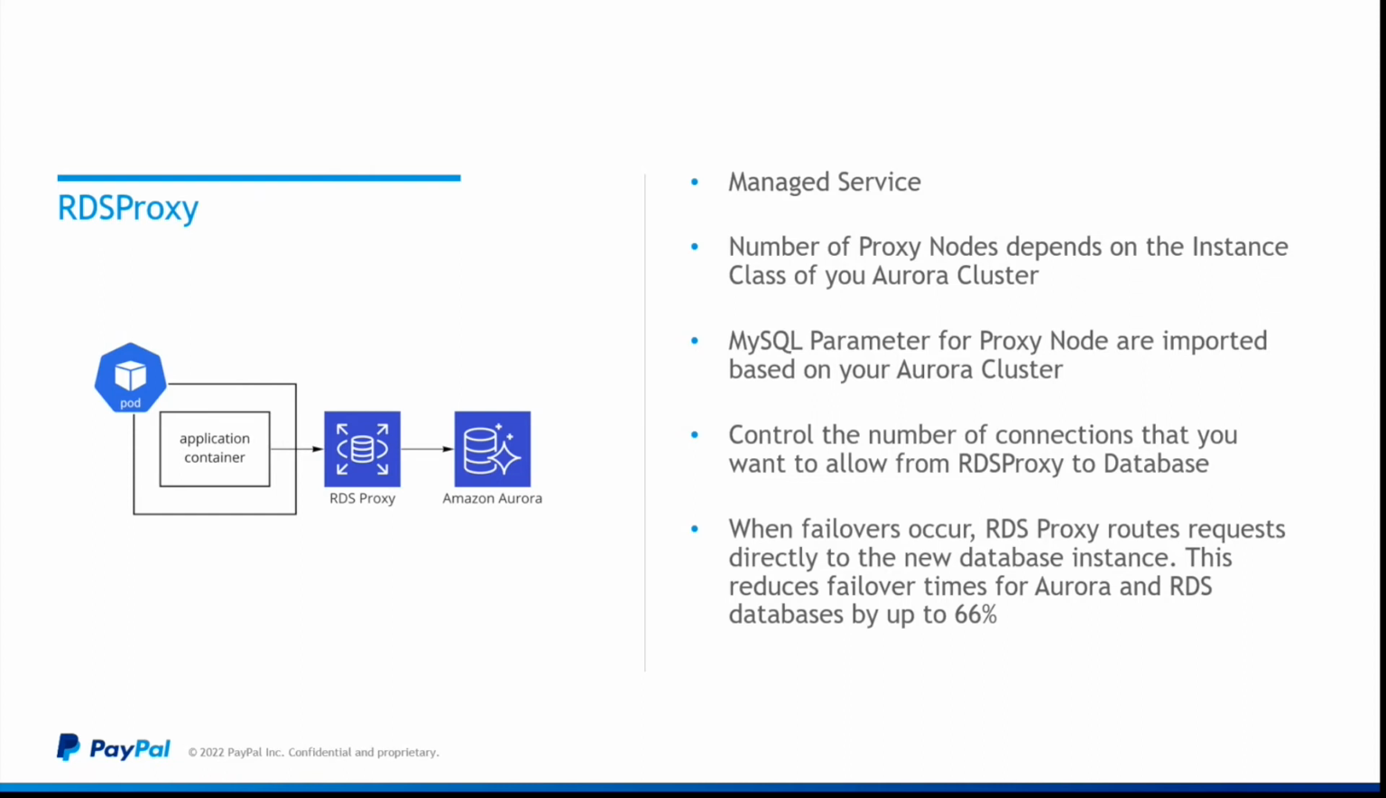You don't have to provide any config parameters or anything that you want to configure on the proxy layer. All those settings will be imported from your Aurora cluster. There are very few parameters that you will have to tune and adjust as required. One of them is the max connection percentage, which can help control the number of connections you want RDS Proxy to use to make connections to databases.